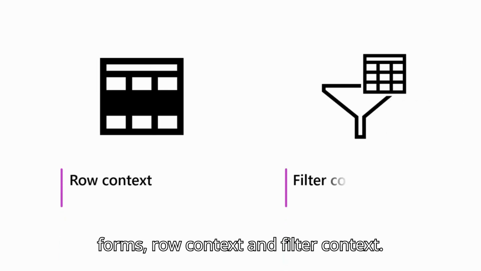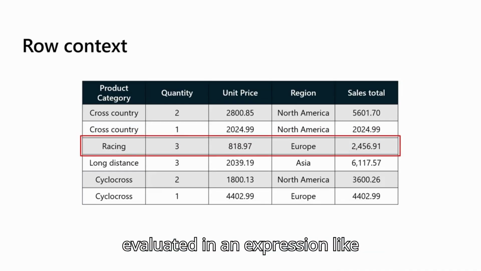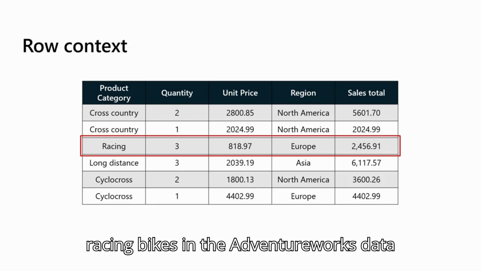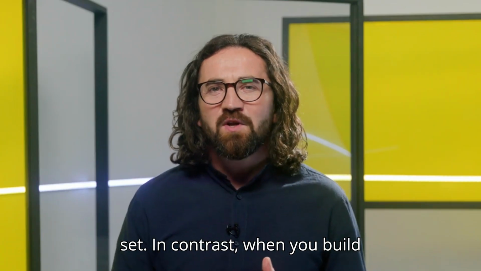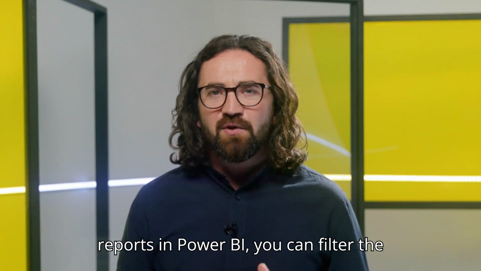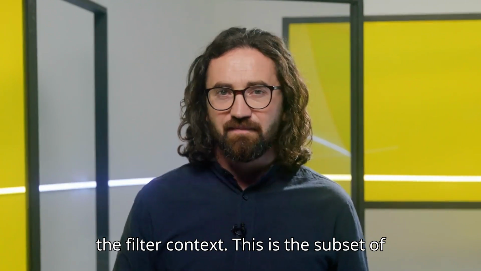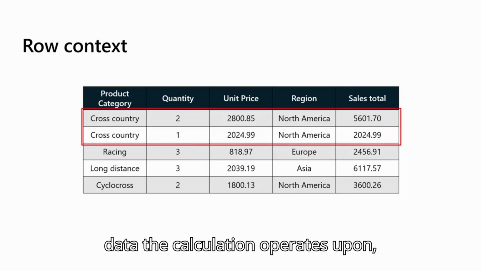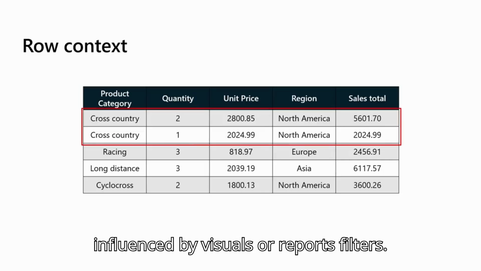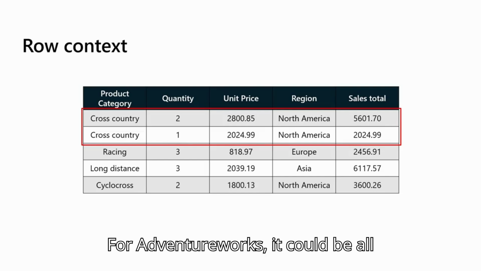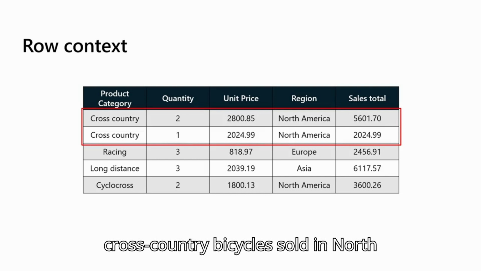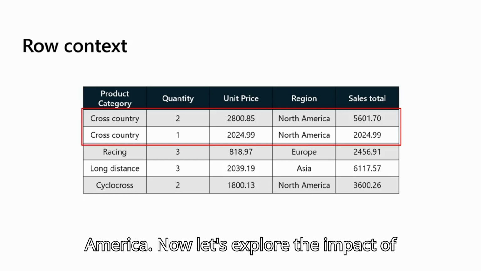Let's recap the basics of context. Context in DAX comes in two primary forms: row context and filter context. Row context is the current row being evaluated in an expression, like racing bikes in the AdventureWorks dataset. In contrast, when you build reports in Power BI, you can filter the report data, which results in DAX using the filter context. This is the subset of data the calculation operates upon, influenced by visuals or reports filters. For AdventureWorks, it could be all cross-country bicycles sold in North America.